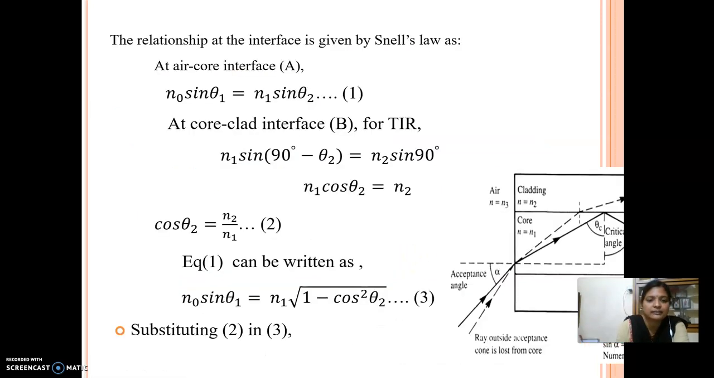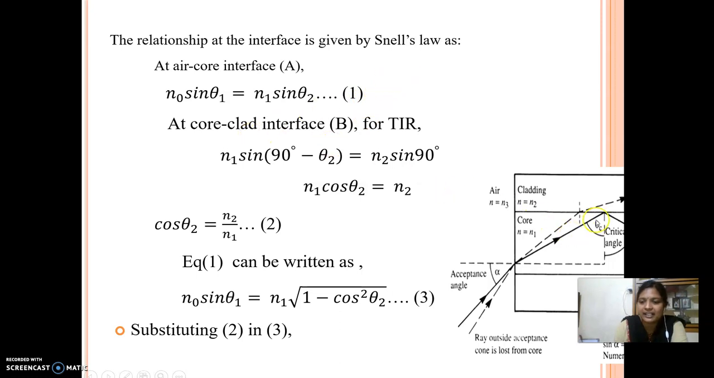Now for the derivation, we will apply Snell's law at two points, point A and point B. At point A, according to Snell's law, n1 sin theta 1 is equal to n2 sin theta 2. Here the first medium is the air, so n0 is the refractive index of the air. So n0 sin theta 1, where theta 1 is the angle of incidence, is equal to n1 sin theta 2, where theta 2 is the angle of refraction. So n0 sin theta 1 is equal to n1 sin theta 2. This gives us one equation.